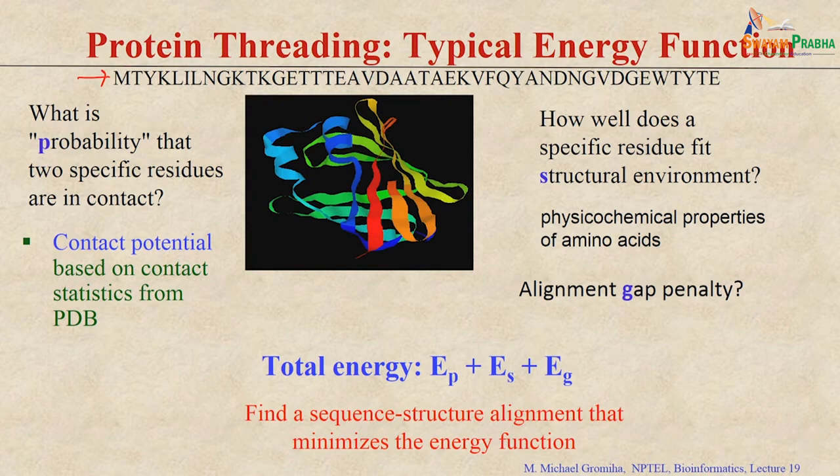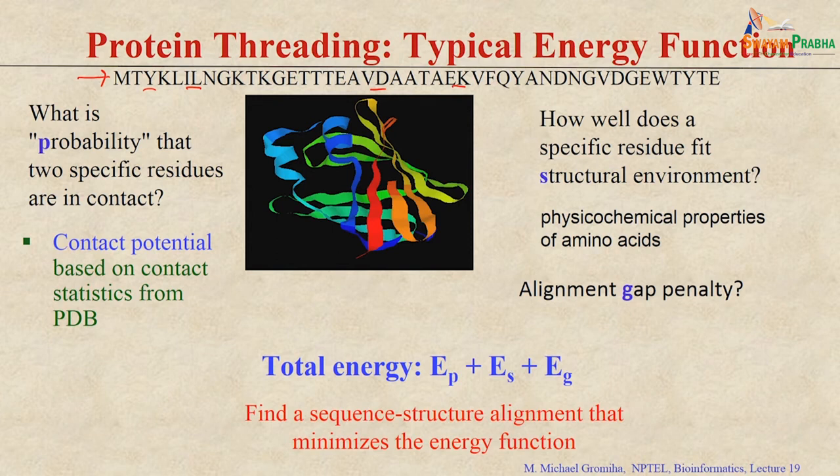For example, if you know the sequence, what are two residues which have a high possibility of being in contact with each other? For example, this lysine and another aspartic acid can be close to each other, or this leucine and this tyrosine can be close to each other. Then they see the structures and they have the scoring function.